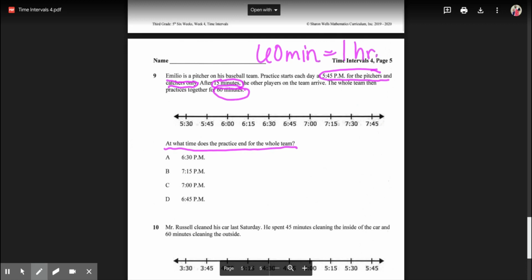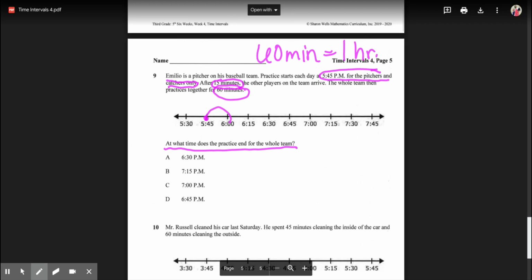All right, so 5:45 over here is when things begin. So at 5:45, pitcher and catcher practice starts. Pitcher and catcher practice is 15 minutes. We can look at this number line and we can see that this number line is counting in 15-minute intervals. It goes from 5:30 to 5:45. That's 15 minutes. 5:45 to 6. That's 15 minutes. So our jump for our pitcher and catcher practice is just going to be one jump, and that's going to be that 15-minute jump. All right, so now we're at 6 o'clock.